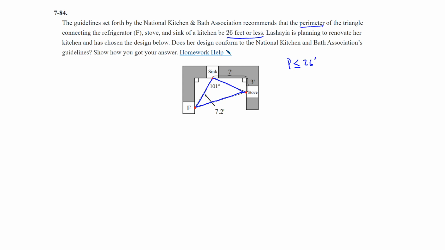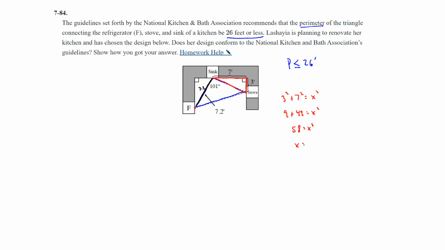So right now, what do we know? Well, we know this side length right here, as marked, is 7.2. We have the legs of this right triangle are 3 and 7. So let's go ahead and find the hypotenuse, because that'll give us a second part of the triangle that we need. So we will do 3 squared plus 7 squared is equal to, we'll just call it x squared. So we have 9 plus 49, and that will be 58.